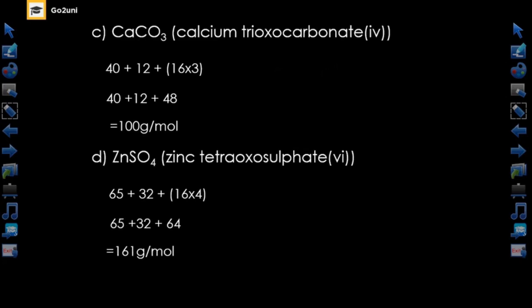And lastly, we have zinc sulfate. The same way, all the individual relative atomic masses of the elements are summed up, but in the case of oxygen, it is multiplied by 4 because there are 4 atoms of oxygen there. And when we do that, we have the final answer as 161 grams per mole. So this is simply how to calculate the molar mass of any element, molecule, or compound.